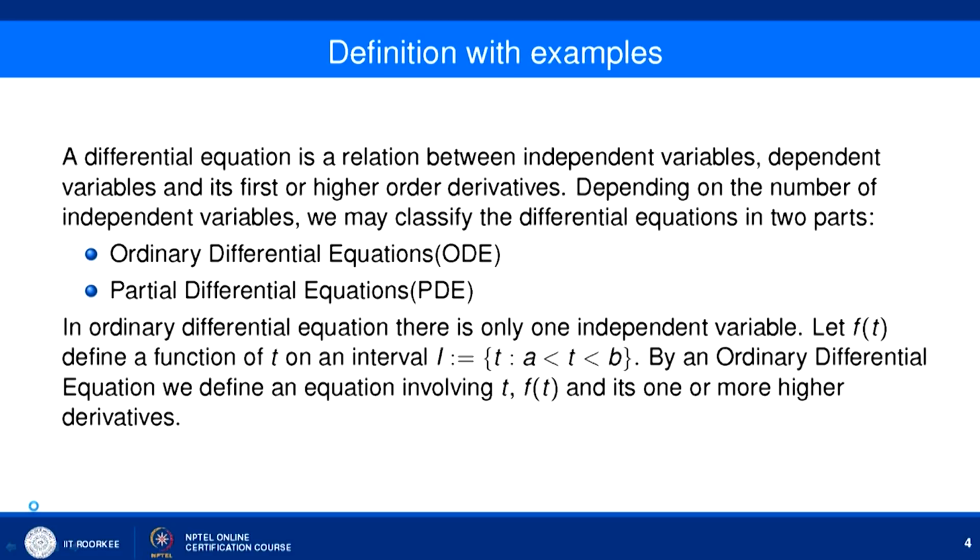Now, depending on the number of independent variables, we may classify differential equations into two parts: ordinary differential equations and partial differential equations. In an ordinary differential equation, there is only one independent variable. So let f(t) define a function of t on an interval I. Here I is the open interval (a, b), and by an ordinary differential equation we mean an equation involving t, f(t) and its one or more higher derivatives.